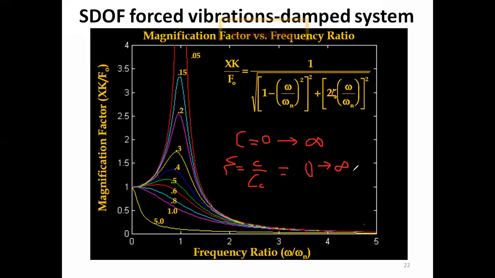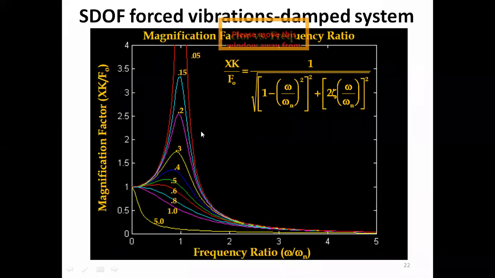But we would not actually be simulating it up to infinity. We have to simulate it from small values of zeta to large values of zeta, and then we would look at the magnification or response of the system. So along the horizontal axis, frequency ratio, vertical, magnification, and we are plotting for different values of zeta.